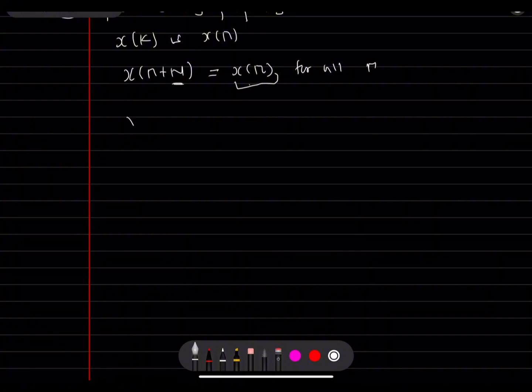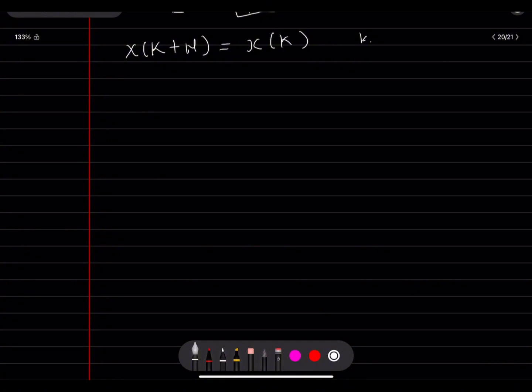Looking at the second one, if in the frequency domain we add this period to k, the result we are going to get is still x of k for all values of k. So this is also something about the periodicity property that we can use in solving digital Fourier transforms. For the third one, property 3 is the time reversal property.